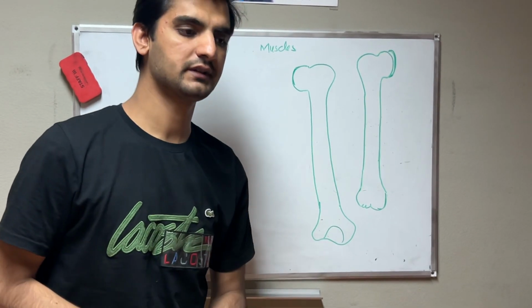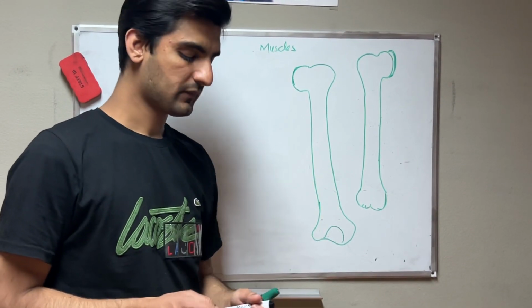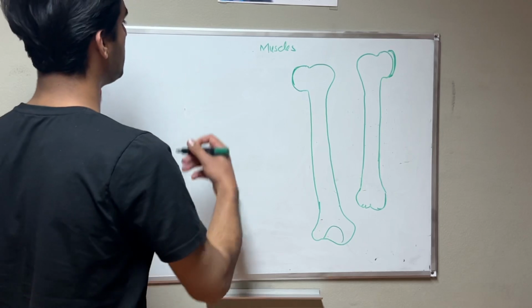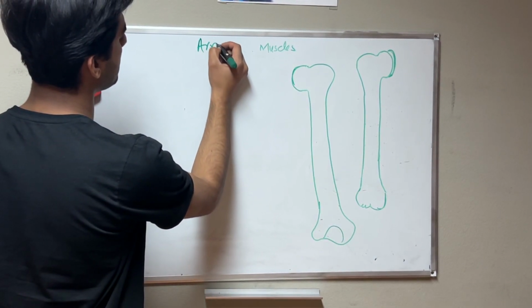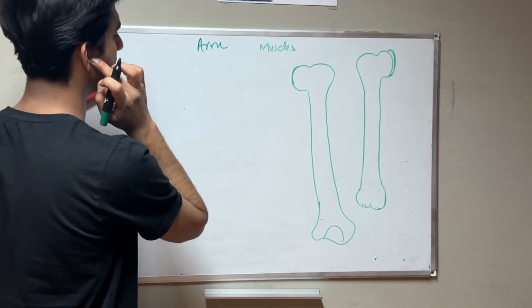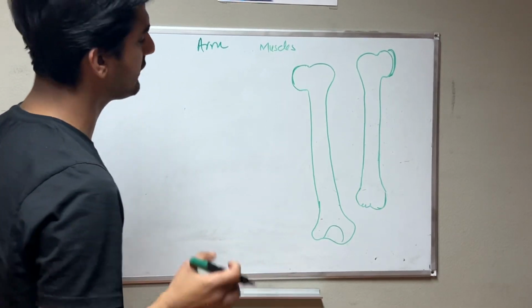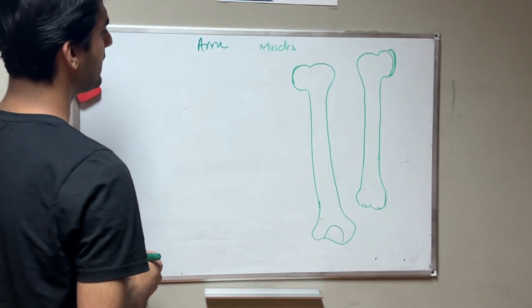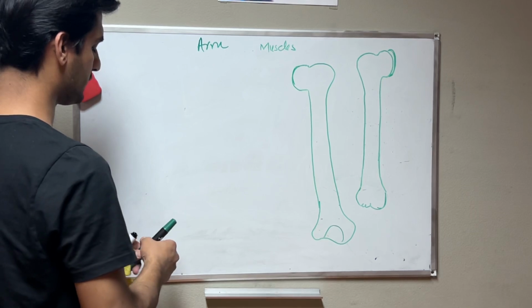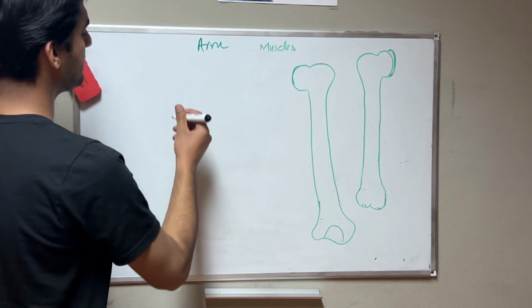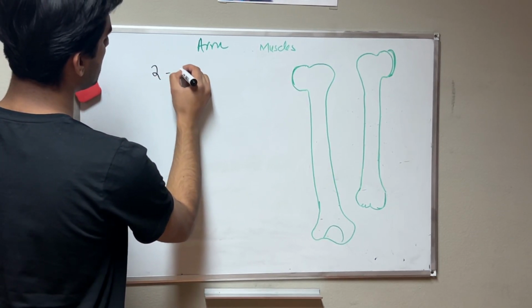Today we are going to discuss the arm muscles. The second topic is the muscles of the upper limb. In the first topic, the shoulder girdle, we already discussed. Now we have arm muscles, and the arm muscles are divided into two groups.